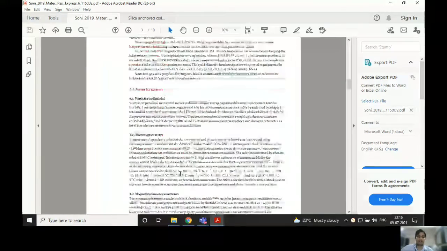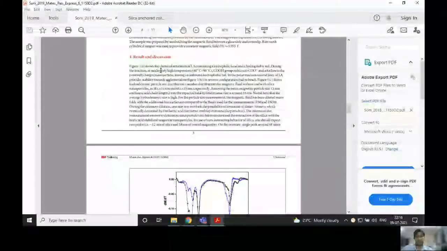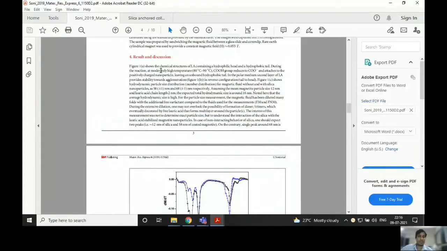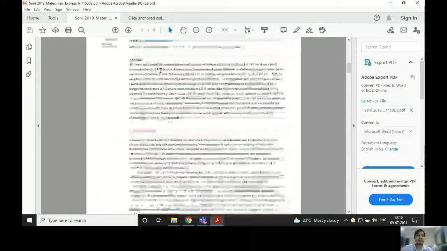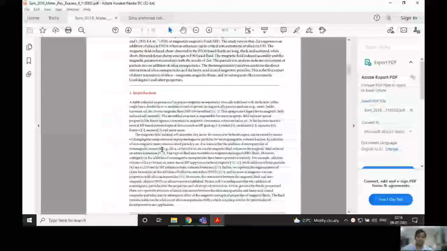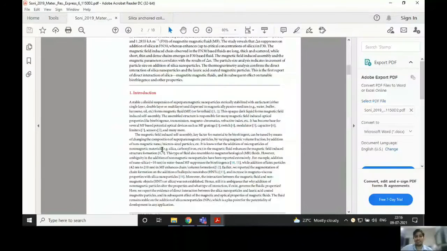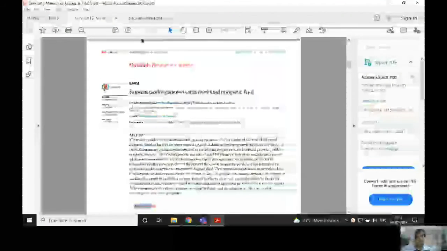And after that, you can read the result and discussion. From the result and discussion, you will definitely be able to understand all the things. And finally, at the end, please read the introduction. Whenever you read any research article, please don't try to read from the introduction itself. No. Okay, we can see another example.